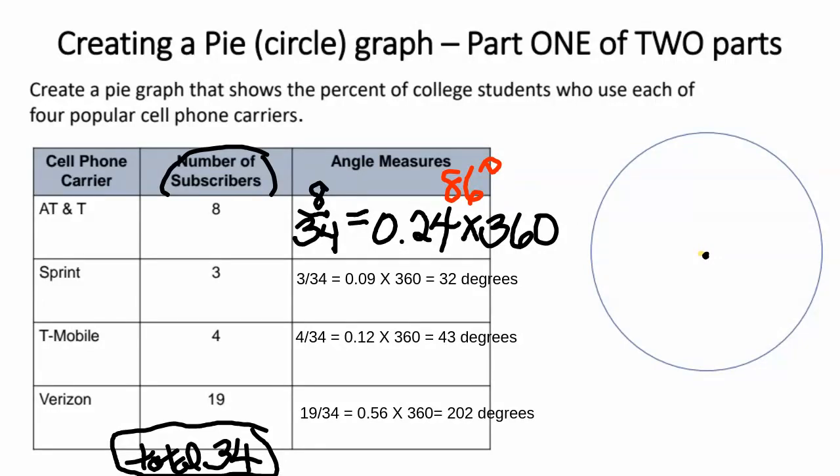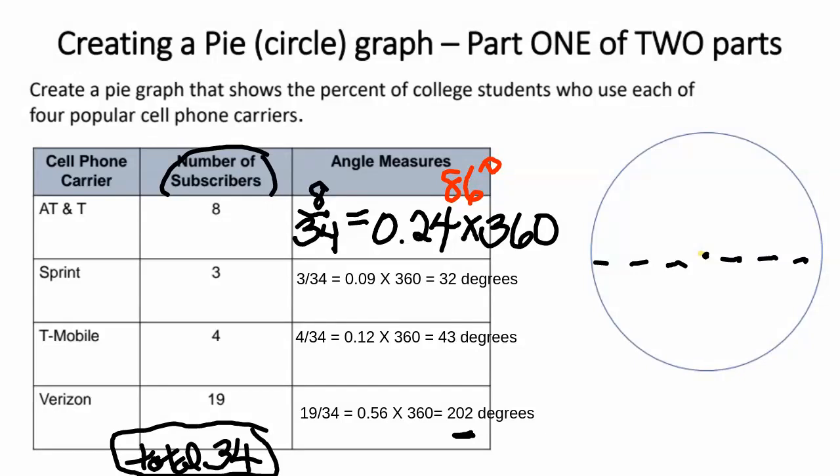Now, I normally start with the biggest one, which is 202. Now, I'm going to draw some dash lines. When you do this, use a pencil because you're going to need to do some erasing. If I put dashes straight across, notice that I've cut my circle in half. Half of 360 is 180. Well, that means I want more than 180.